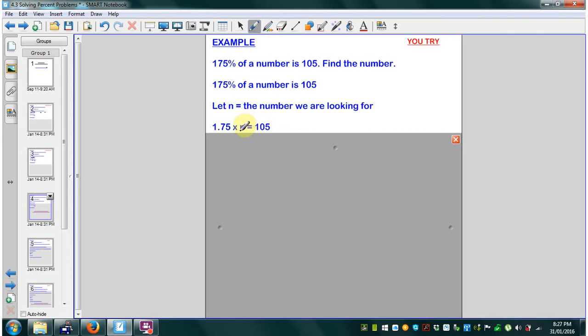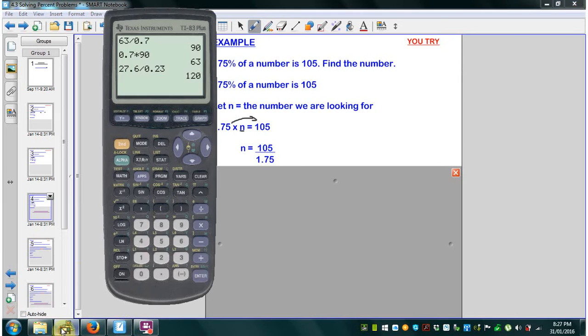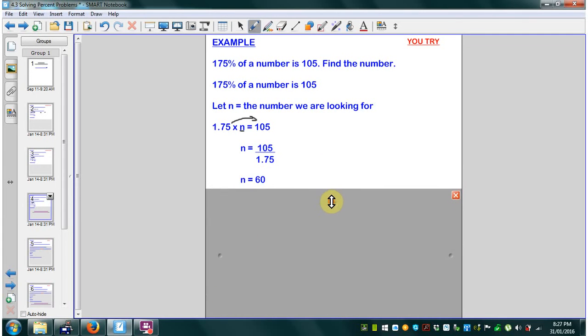We want n by itself. So we have to move 1.75 over to the other side and do the opposite operation. Right now, it is doing a times to my n. So I'm going to move it over and use division. So 105 divided by 1.75. Plug that in on our calculator. 105 divided by 1.75 equals 60. n equals 60.